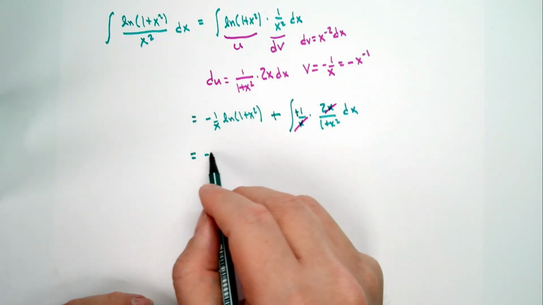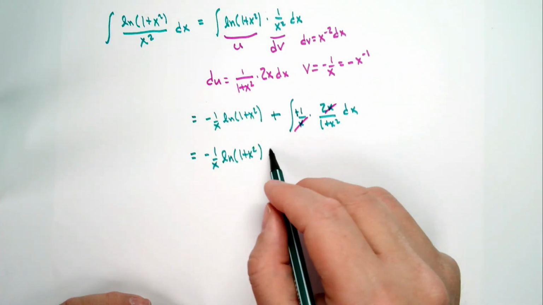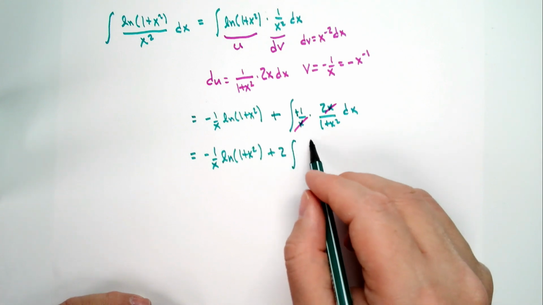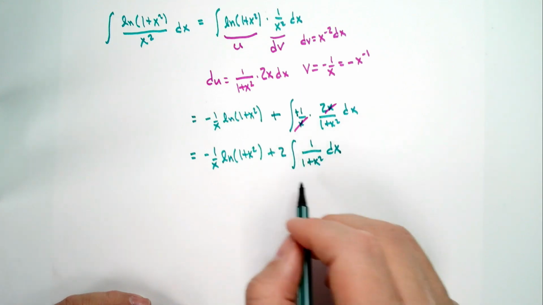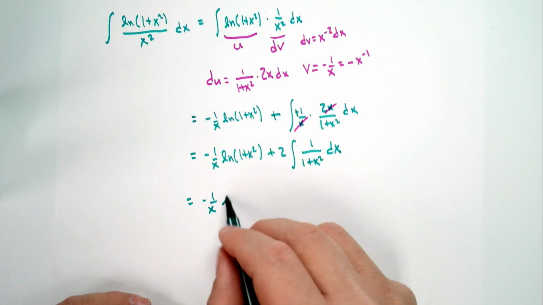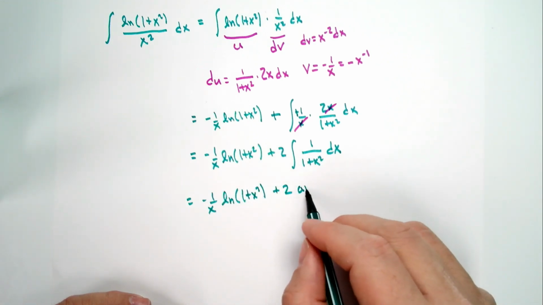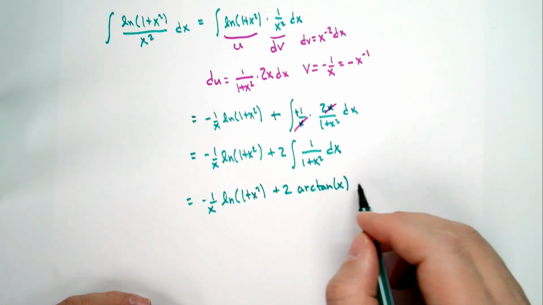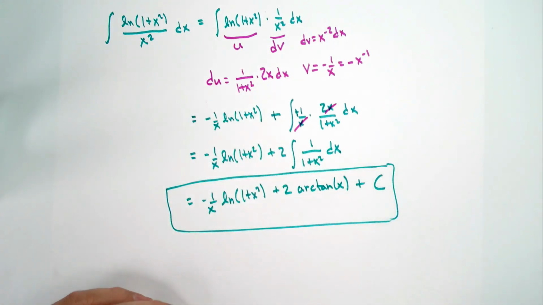So what do we have? Well, we have minus 1 over x, natural log of 1 plus x squared, plus 2 times the integral of 1 over 1 plus x squared dx. Do we not know how to integrate that? Oh, I hope so. I hope so. Minus 1 over x, natural log of 1 plus x squared, plus 2 arctangent of x, and of course, plus c, because it's an indefinite integral. Good, good. Well, I think we have time for maybe one more.